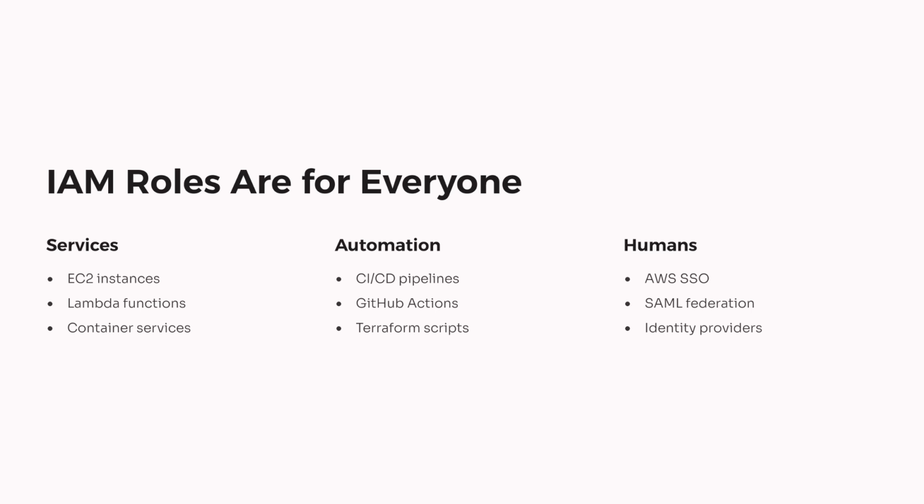There's a common myth that IAM roles are only for machines. That's outdated. Today, human users also assume IAM roles when logging in via AWS SSO, SAML Federation, or identity providers like Okta or Azure AD. This allows organizations to remove local IAM users entirely and centralize access management. Whether you're an engineer, a pipeline, or a script, roles are how you access AWS securely.